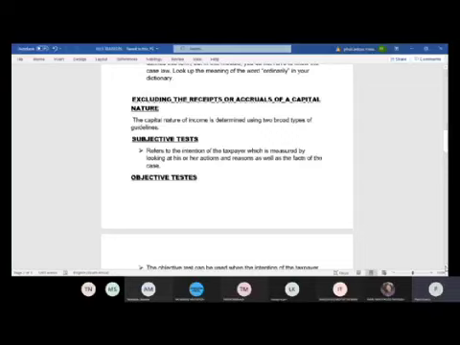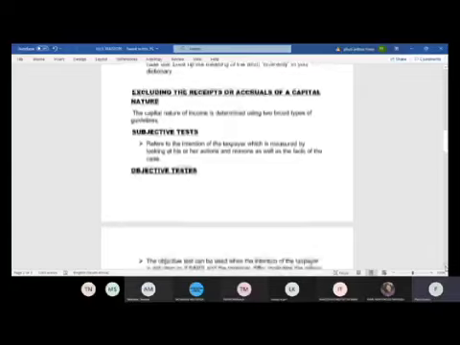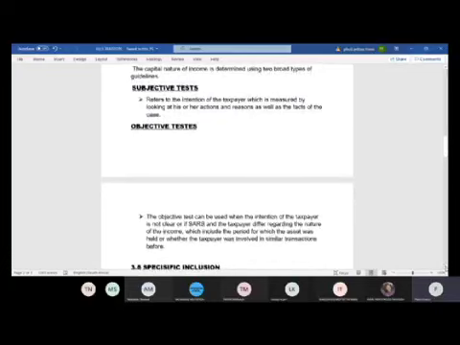Right. It refers to the intention. The subjective test refers to the intention of the taxpayer, which is measured by looking at his or her actions and reasons, as well as the facts of the case. So that's when you are including your gross income as part of your capital or accrual of capital nature. Usually they don't bring it because it confuses a lot of students. It's not well clarified.